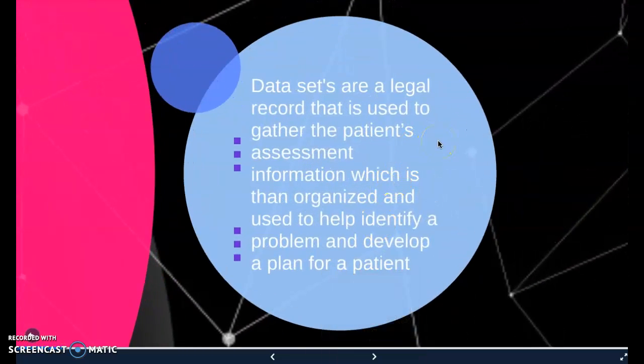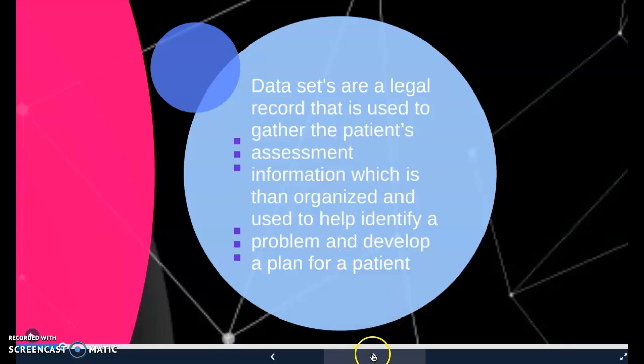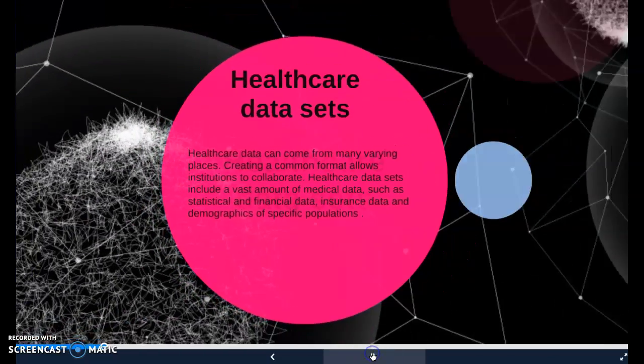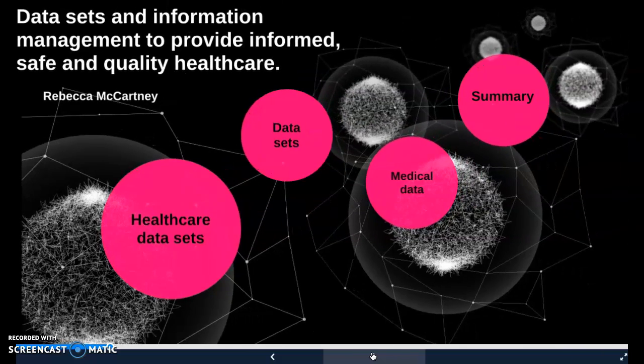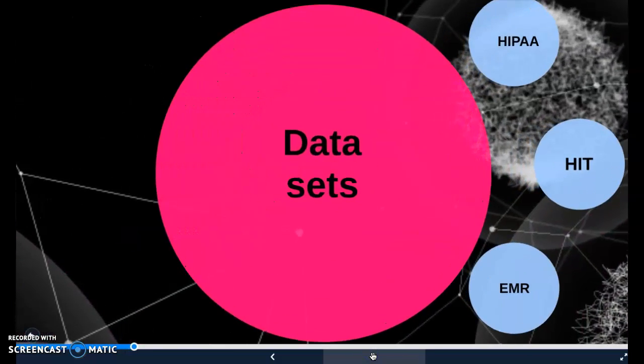Datasets are a legal record that is used to gather a patient's assessment, which then is organized and used to help identify a problem and develop a plan for that patient. There are several different types of data sets. For example, we can use HIPAA. Another one would be HIT. And another example would be EMR.